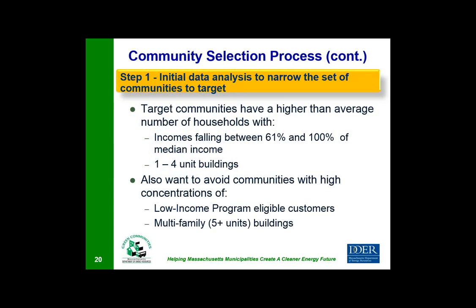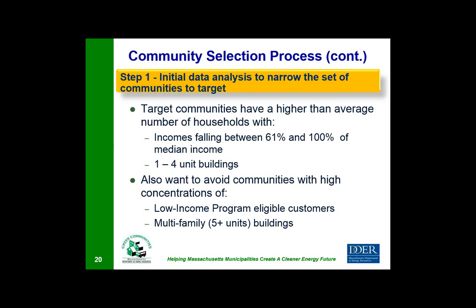As I've already noted, the target communities have to have a high percentage of customers with incomes that fell between 61 and 100% of the state median. We also wanted a high percentage of 1 to 4 unit buildings. At the same time, we wanted to avoid high concentrations of low-income program eligible customers or customers who are living in 5+ unit buildings.